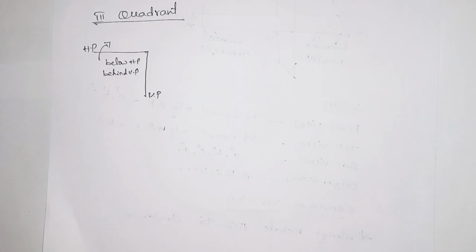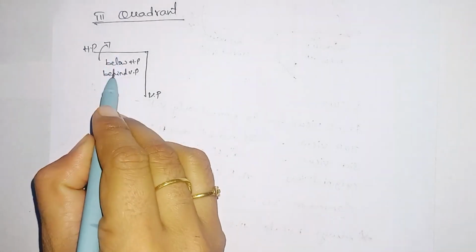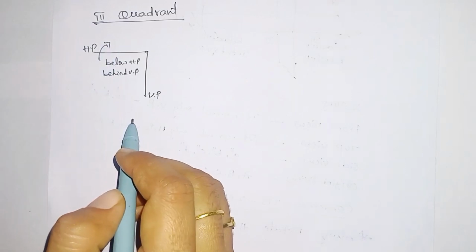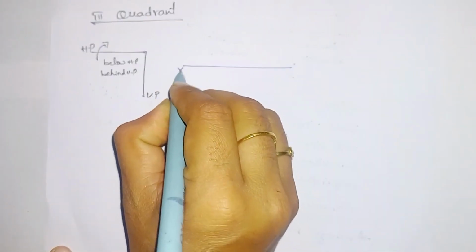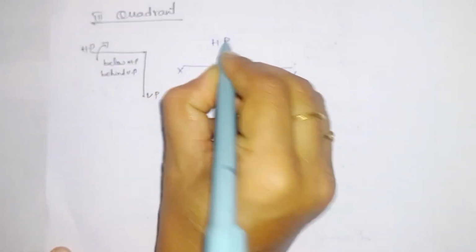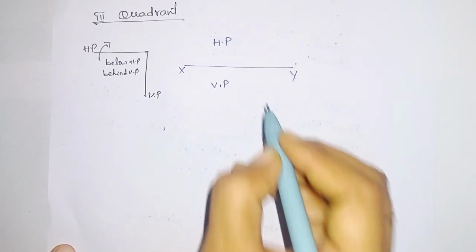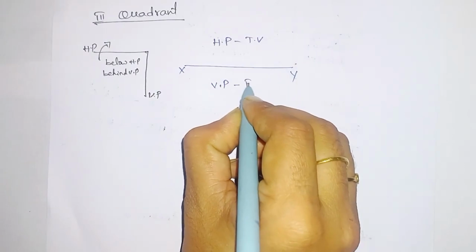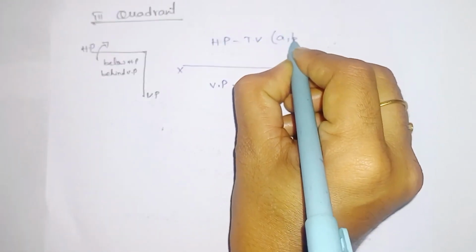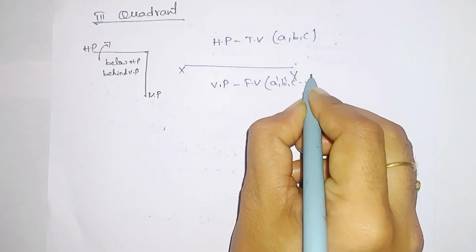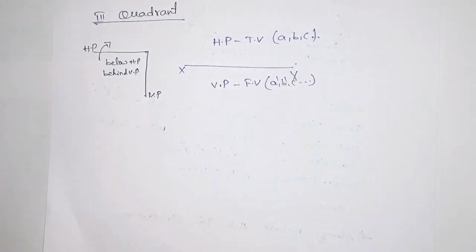Coming to the third quadrant. This is the third quadrant diagram: below HP, behind VP. It also rotates 90 degrees clockwise. Draw a reference line XY. It rotates upside, so HP definitely comes above and VP comes below the reference line. HP is the top view and VP is the frontal view. The top view names are A, B, C and so on, and the front view names are A prime, B prime, C prime and so on. This is the third quadrant.